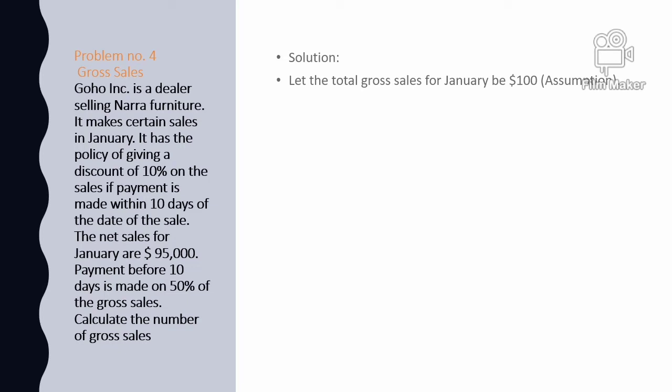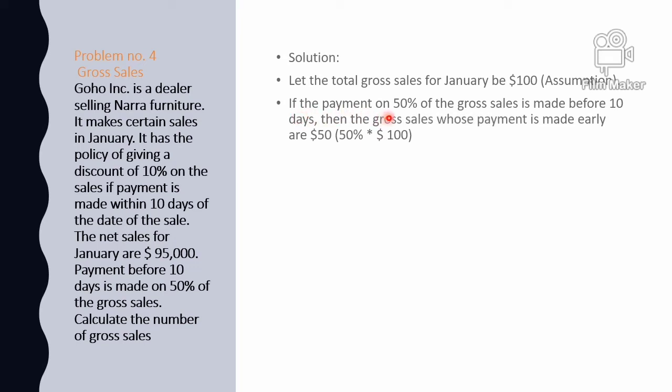So this will be the solution. Let the total gross sales for January be $100. This will be the assumption. If the payment on 50% of the gross sales is made within the 10 days, then the gross sales whose payment is made early are 50% times $100, which is $50. So, how do we get the discount? Discount is equal to 10% times $50. So 10% times $50 is $5.